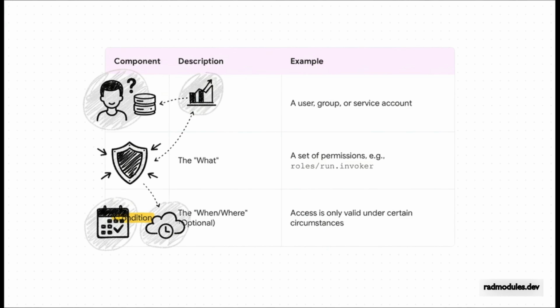It's actually pretty simple. You've got three main parts. First up is the principal. That's just the who. Is it a person, a group, or maybe an application? Then you have the role. That's the what. What can they actually do? And then you can get super specific with an optional condition. This is the when or where, like only allow access from this location or only during work hours.